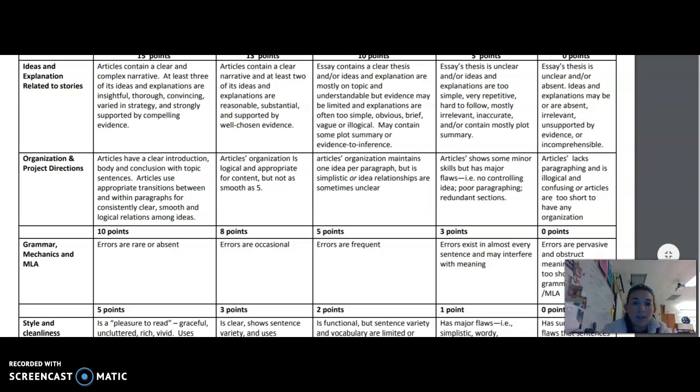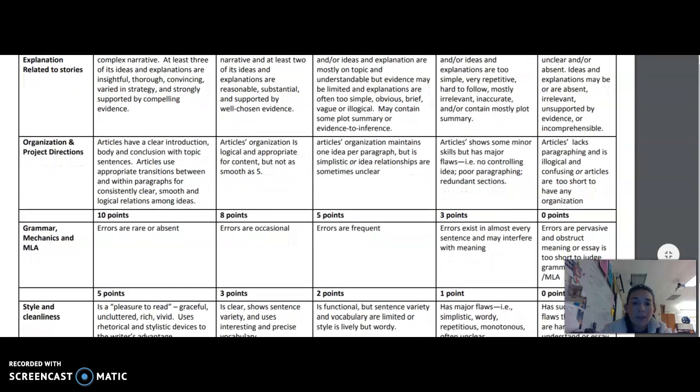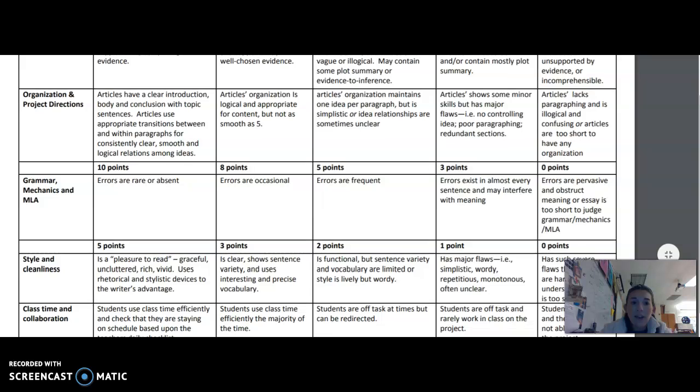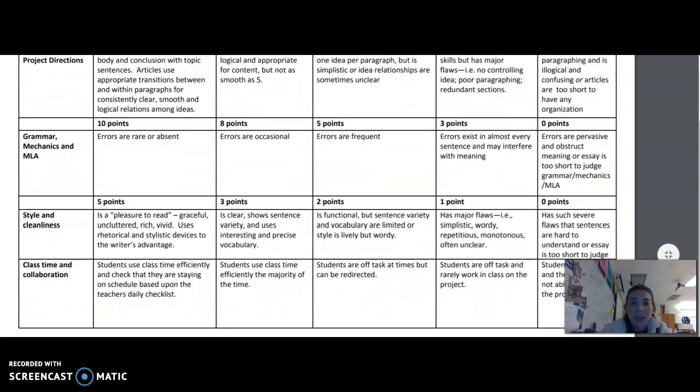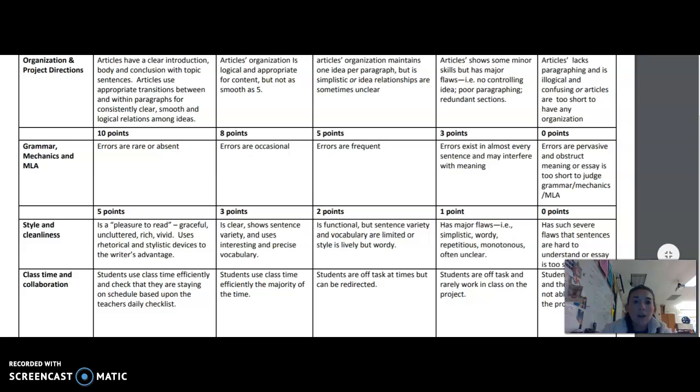Let's talk about grammar, mechanics, and MLA format. This category has a high score of 10 points, which means that errors are rare or absent. There are also an 8-point category, a 5-point category, a 3-point category, and a 0-point category. 8 being that errors are occasional, 5 points being that errors are frequent, 3 points being that errors exist in almost every sentence, and 0 meaning that errors are so common that it's practically impossible to understand the articles.